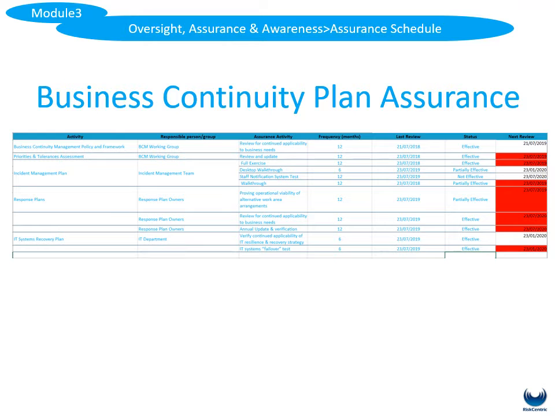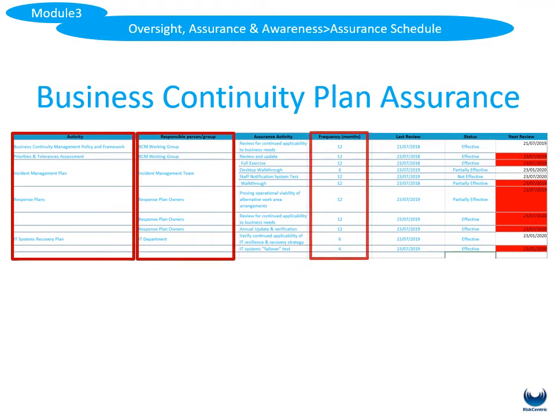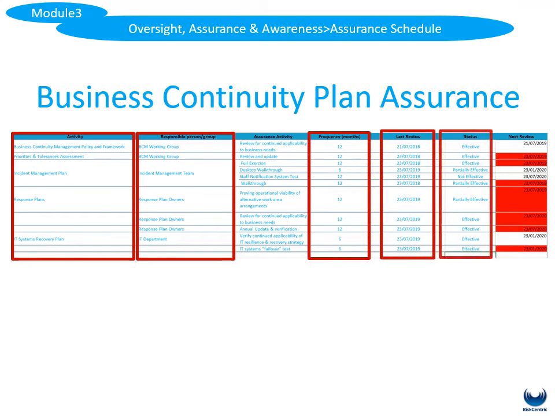You can see from this that we have identified which parts of the plan need to be verified, who is responsible for performing the verification, how frequently it should be performed, when it was last done, and the status, whether or not it was effective, partially effective, or not effective. If some part of the plan is considered only partially effective or not effective for some reason, you would expect to see some kind of actions log associated with that.